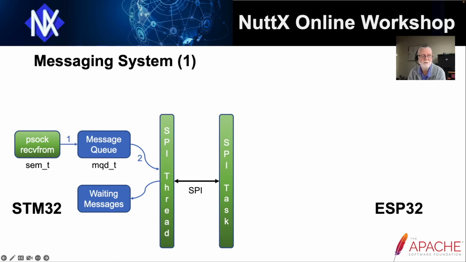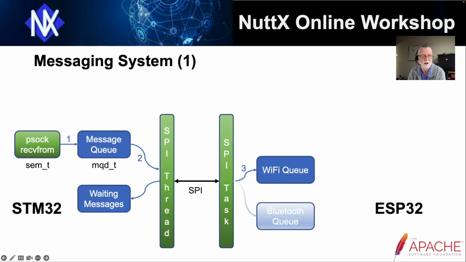So similar to the STM32, we have some message queues on the ESP32. In this case, the request is a receive from. It's a Wi-Fi request. So step 3 is to add the Wi-Fi request through to the Wi-Fi queue. And again, these are messages in the same format as they were generated on the STM32 within the NuttX user SOC driver.